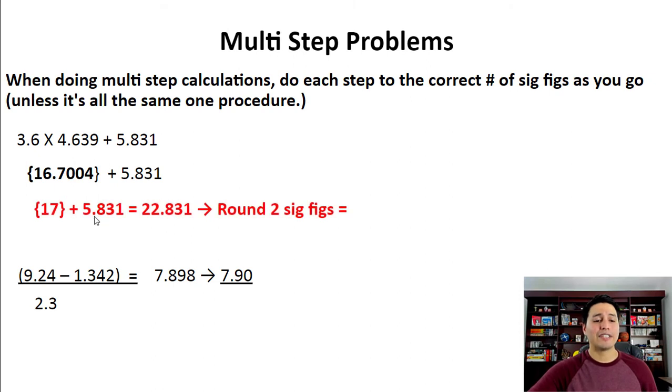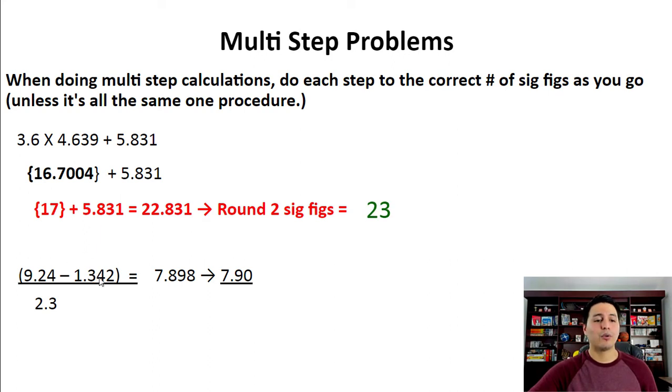So now we got 17 plus 5.831. So this one has no decimal spots, while this one has 3. In this case, we want to round to the closest whole number. So 17 plus 5.831 gives you 22.831. We're going to stop here at the 22. We're going to look to the right. It's greater than 5, so our final answer would just be 23.